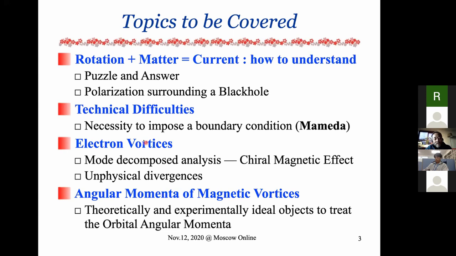The final topic is the angular momentum carried by the vortex. A vortex is another well-defined system that carries a magnetic field and also orbital angular momentum. This is a physically and theoretically well-defined, ideal system to investigate the interplay between the orbital angular momentum and the magnetic field. So this is very interesting. This is my talk plan.